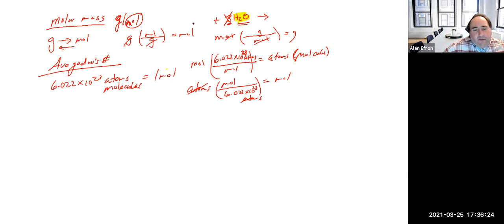Also, when we see MOL, that is again the abbreviation for moles, not molecules. So again, that's a very common sort of error that people make.